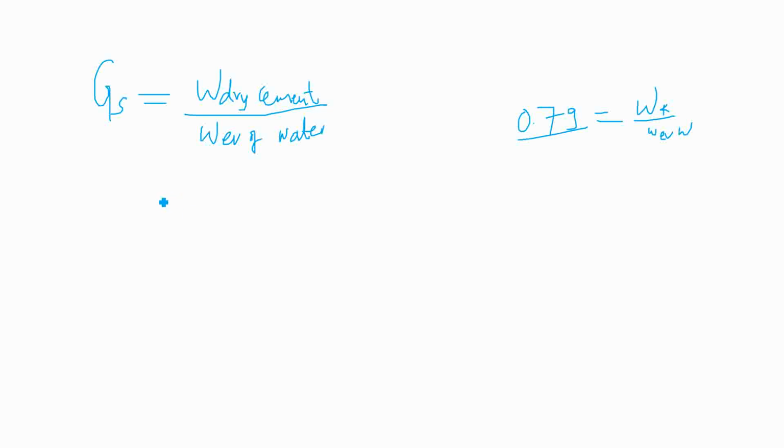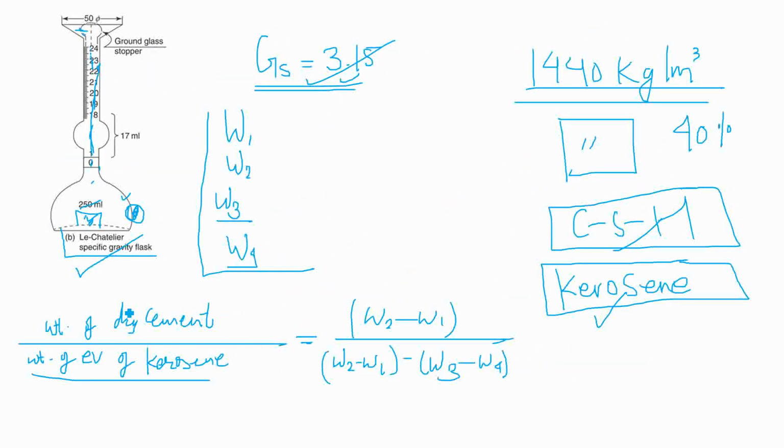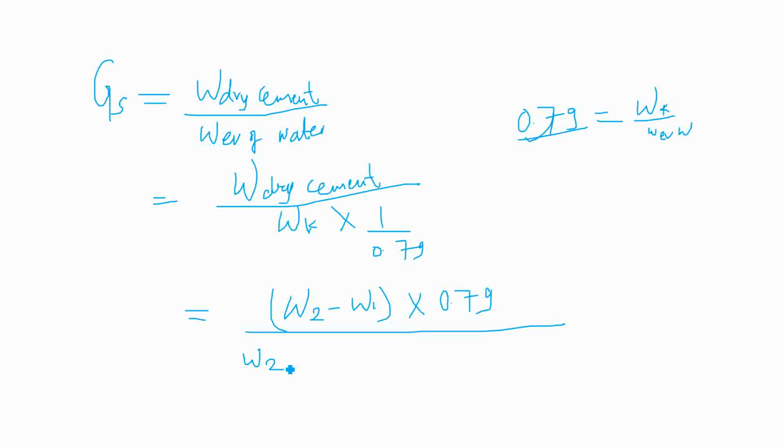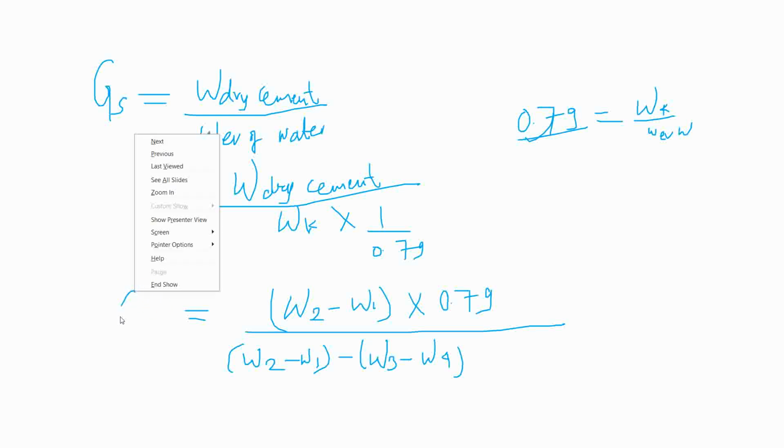So if we use this here, then we obtain the weight of dry cement by the weight of kerosene, and this 0.79 will come as 1 over 0.79. So if we replace this formula, this weight of dry cement by weight of equal volume of kerosene in here, then we get W2 minus W1 into 0.79 divided by W2 minus W1 minus W3 minus W4. So in this way we can determine the specific gravity of cement as well.